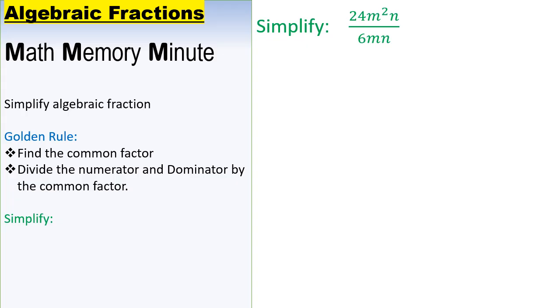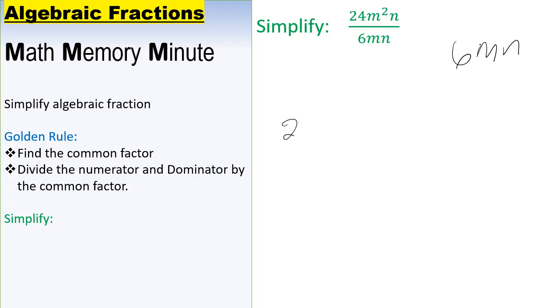We have a simplification question on the board, and here we have our golden rule. It tells you the first thing that we do is to find our common factor. Looking at our question, we can see that our common factor is actually 6mn because that can go into both numerator and denominator. So let's go ahead and simplify this one.